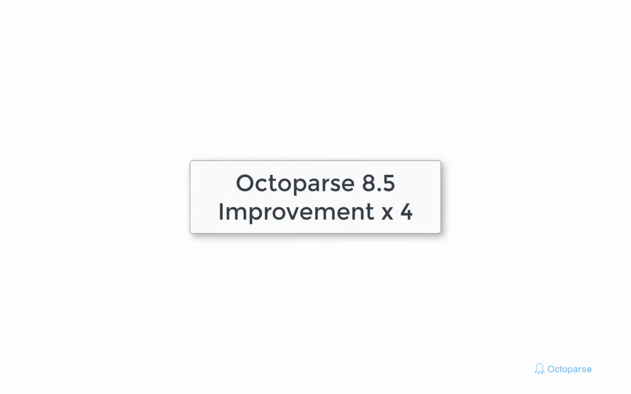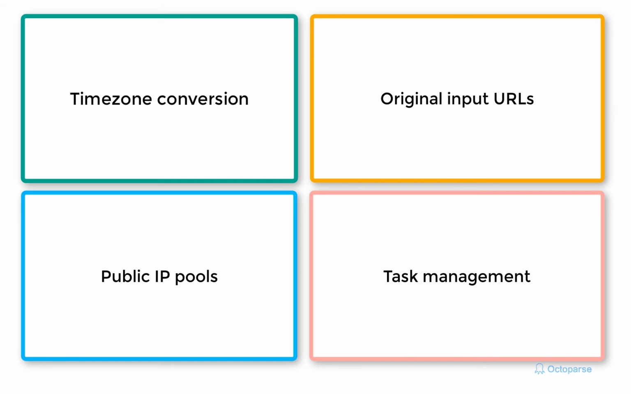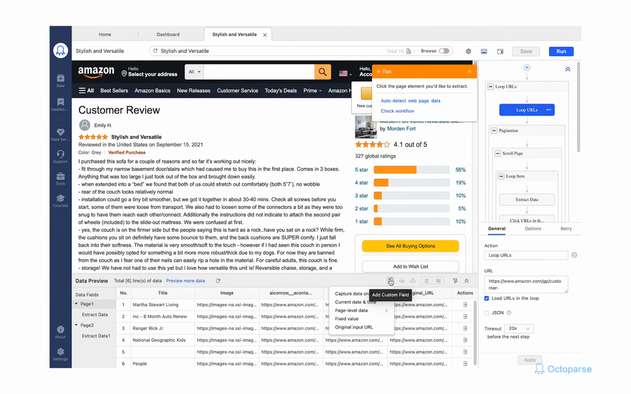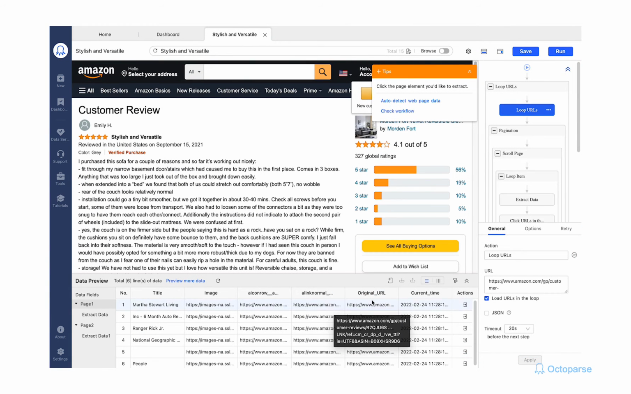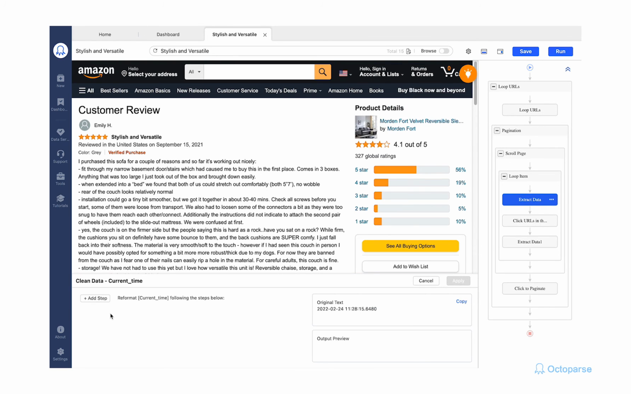As new features are introduced, now we are going into the improvements. They help users build more effective tasks and make task management easier. Time zone conversion. You can convert data in time format to a certain time zone now. Go to the data field, click More, Clean Data, Add Step, and then time zone conversion.